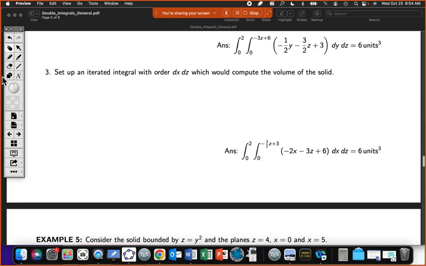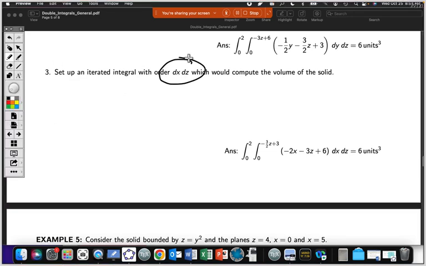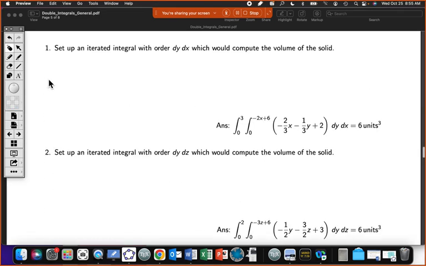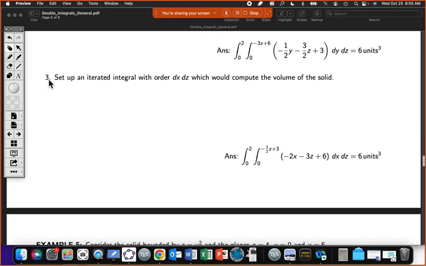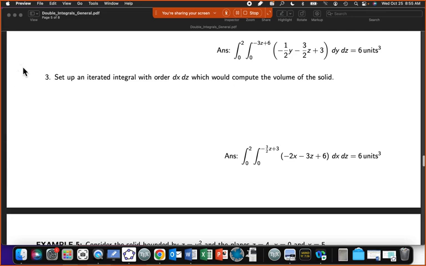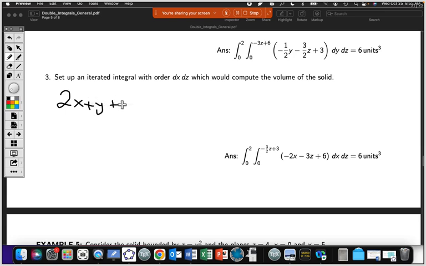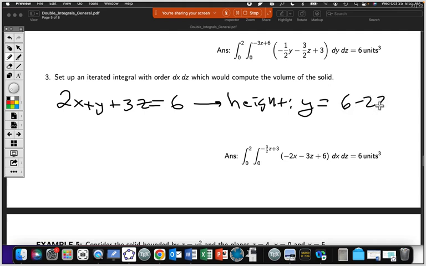And we should have enough time for this last example here. We're going to project things into the xz plane, which means that the height is going to be given by what? The y. So I go back to my plane here. I've got 2x plus y plus 3z is 6. So the height y is going to be 6 minus 2x minus 3z.